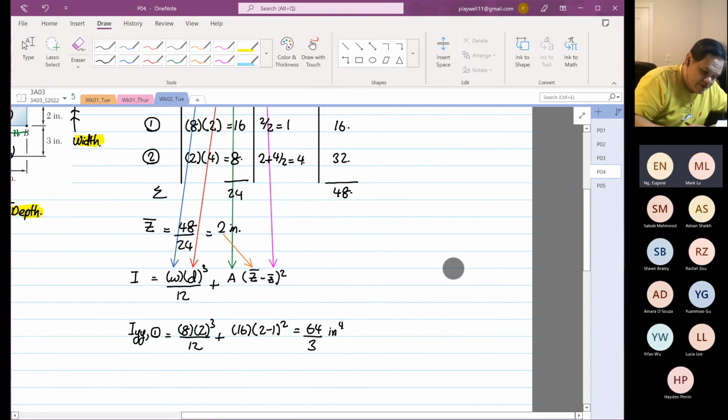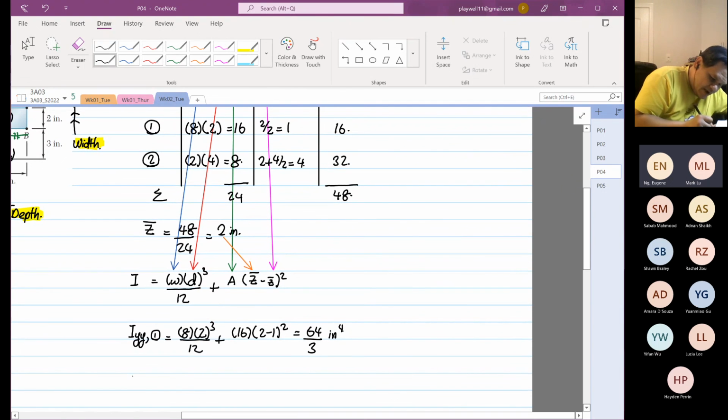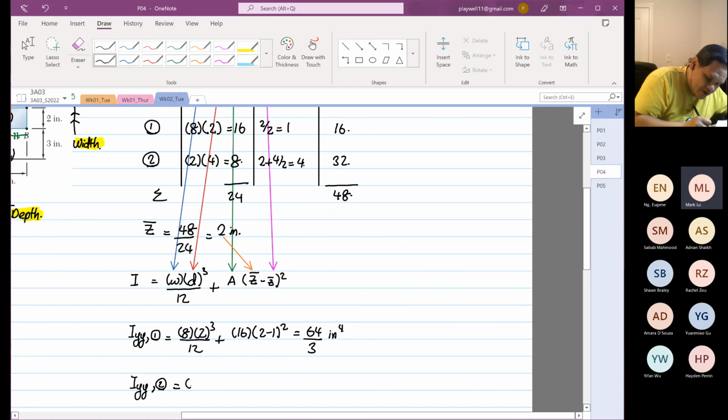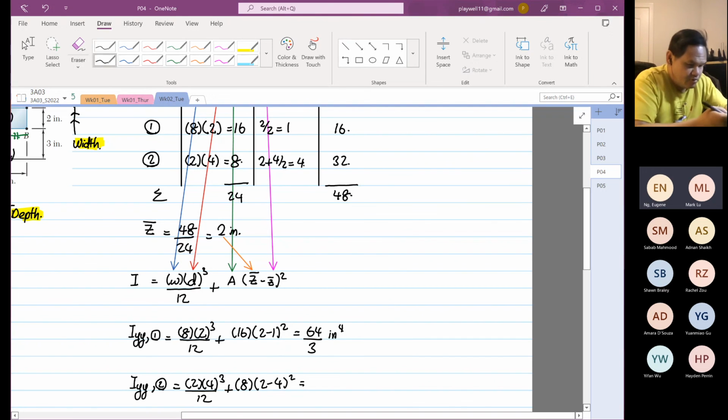Then I'm going to do IYY2 again. As you can see, I can't see the diagram, but I only can see the table. Okay. So 2 times 4 cubed over 12 plus 8 times 2 minus 4 squared. Okay. So 2 times 4 to the power 3 divided by 12 plus 8 times 2 squared. So it's equal to 128 over 3.